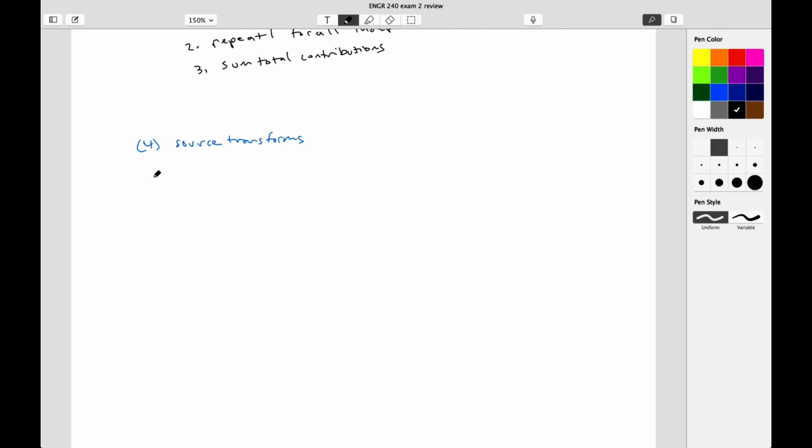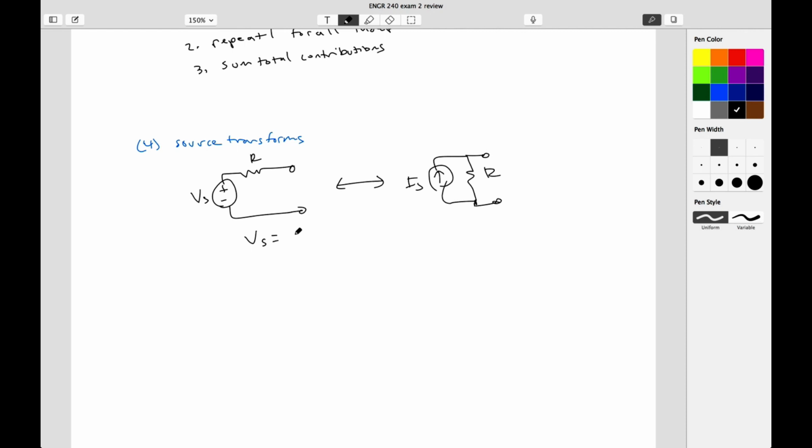All right, source transforms tell us that if I have a voltage source with a series resistor, we'll say this is R and this is Vs, then we can transform this to a current source with value Is with a parallel resistor, and R is the same between the two versions. Vs is equal to Is times R, and Is is equal to Vs over R.